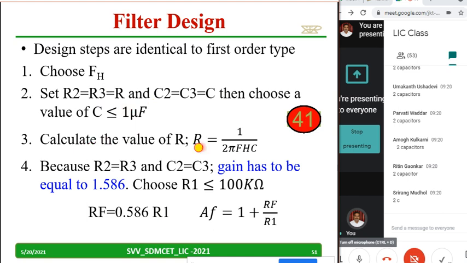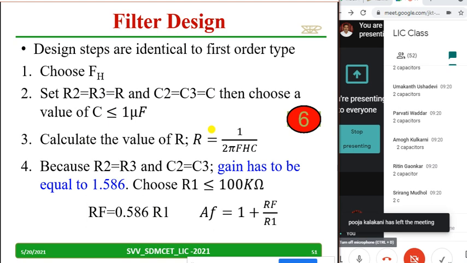Calculate R equal to 1 by 2 pi FHC. And because R2 equal to R3, C2 equal to C3, gain should be 1.586 for a Butterworth second order low pass filter. Choose R1 and RF such that the total gain 1 plus RF by R1 equal to 1.586.